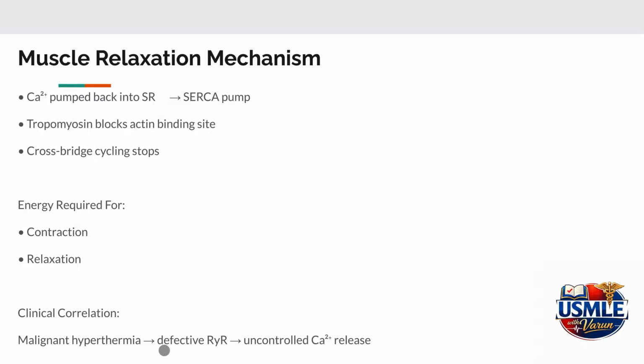Malignant hyperthermia leads to a defective ryanodine receptor, and as a result of the defective ryanodine receptor, there is uncontrolled calcium release from the sarcoplasmic reticulum. So this is the key feature to remember about malignant hyperthermia.